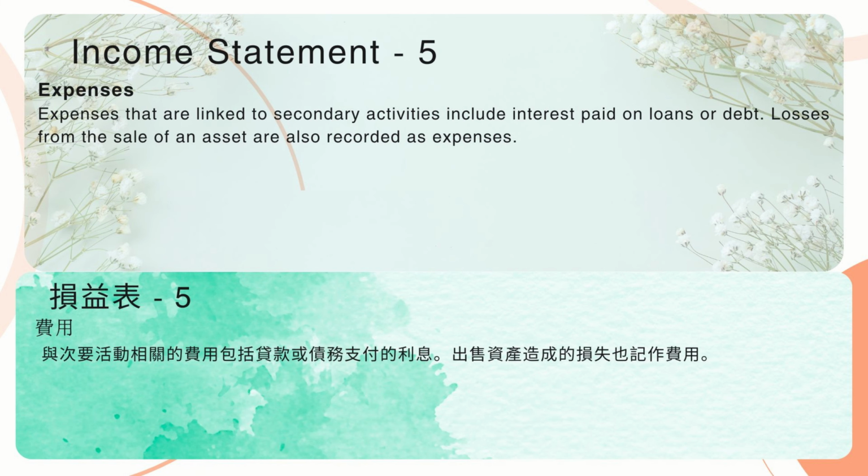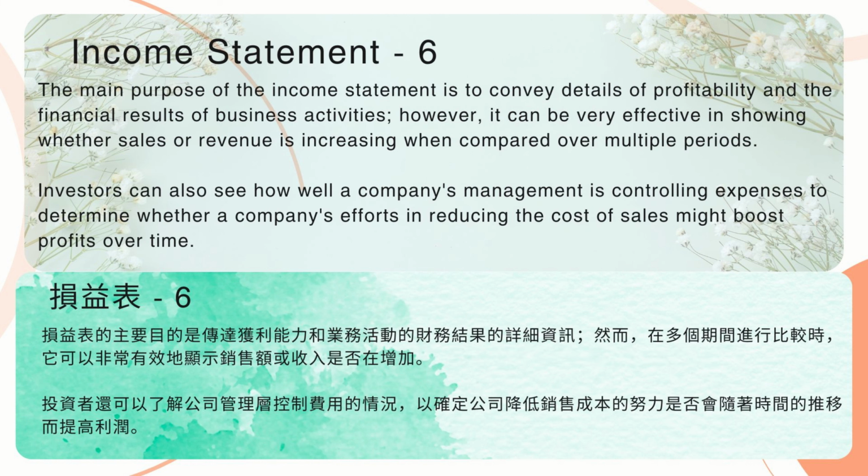Expenses that are linked to secondary activities include interest paid on loans or debt. Losses from the sale of an asset are also recorded as expenses. The main purpose of the income statement is to convey details of profitability and the financial results of business activities. However, it can be very effective in showing whether sales or revenue is increasing when compared over multiple periods.